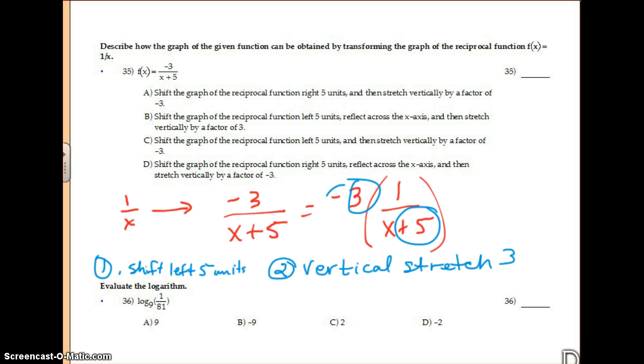And then the final thing is that negative on the entire function, and so it's changing the y, which means we reflect across the x-axis to get a change in y. And so that's going to be B. Shift left 5 units, reflect across the x-axis, and stretch by a factor of 3.